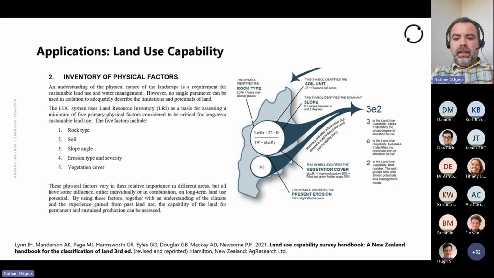Land use capability, of course, is about categorizing land with respect to its potential for long-term sustainable production, and that takes into account the 5 physical factors of rock type, soil, slope angle, erosion type and severity, and vegetation cover. Slope is present in the classification through a slope class. We'll come back to that shortly.